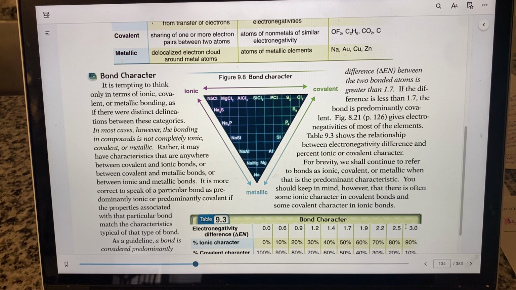It says it's tempting to think only in terms of ionic, covalent, or metallic bonding, as if there were distinct categories. But in most cases, the bonding in chemicals is not completely ionic, not completely covalent, and not completely metallic. So they kind of mix. You can't say 100% that they are one way in all of their combinations.